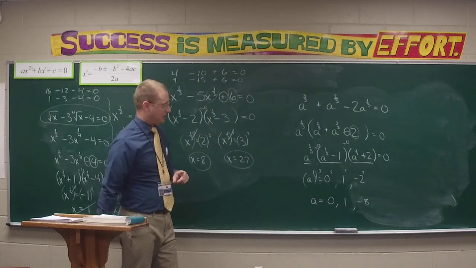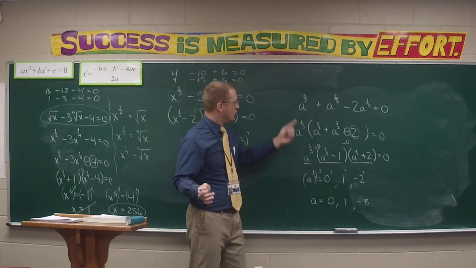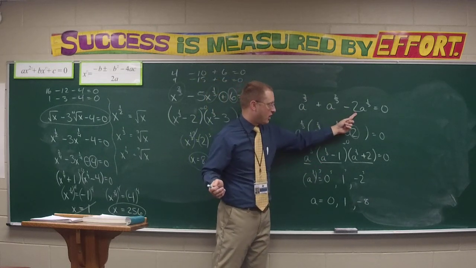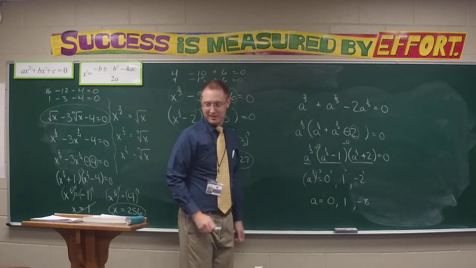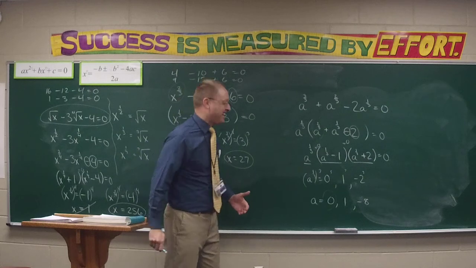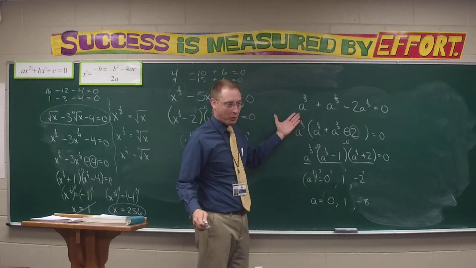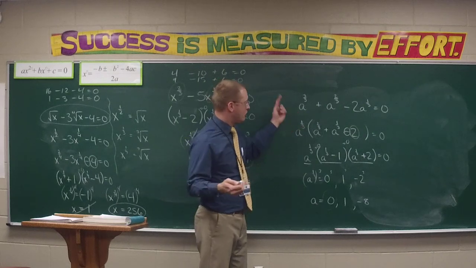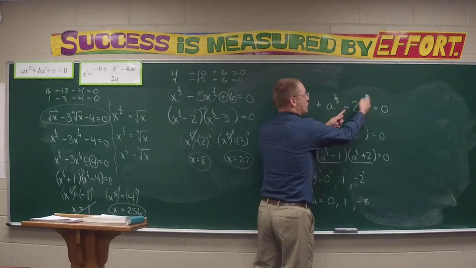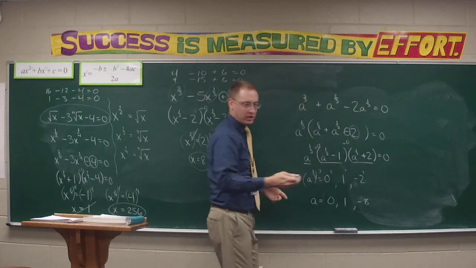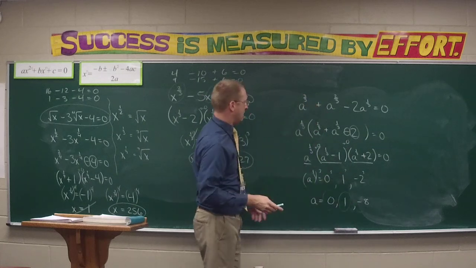But we better check. 0 to any power, class, is 0. So 0 plus 0 minus 2 times 0 equals 0? Yeah. That was easy. Donut. Enjoy, Michael. It's not filled. All right, then try the 1. Well, 1 to any power or root is still 1. So 1 plus 1 minus 2 times 1 equals 0? Yes. Yeah, 1 plus 1 minus 2 is 0. So the 1 checks.